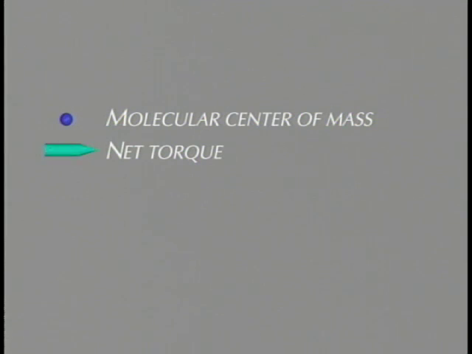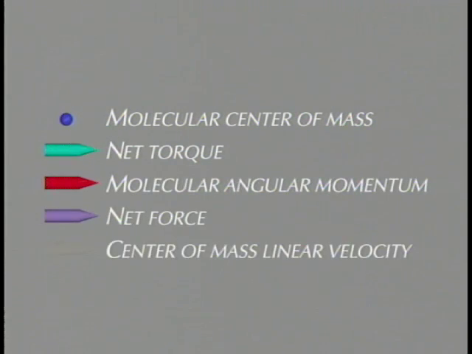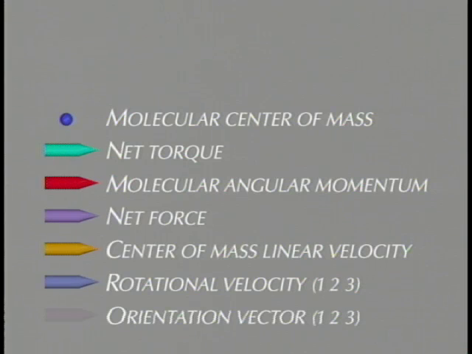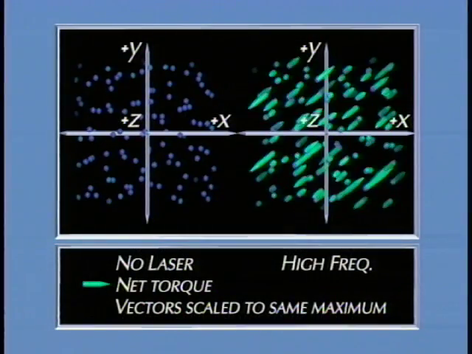In addition to computing the changing positions of the molecules, this simulation has calculated a number of vector values for each molecule. These vectors are net torque, molecular angular momentum, net force, and center of mass linear velocity. The rotational velocity and molecular orientation tensors are each represented by sets of 3 vectors. These vector values are shown as 3-dimensional arrows originating at each molecular center of mass.